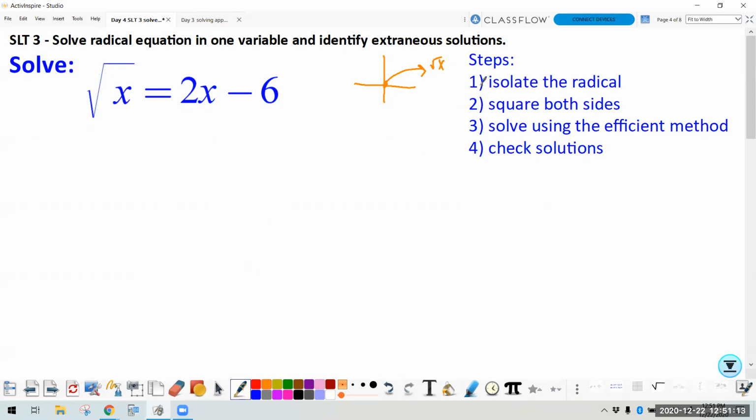The first step is to isolate the radical, meaning is the square root term by itself on one side of the equal sign? It is. If the question was written like this, the radical is not isolated. I'd have to move the 6 first to get it in this form before I go to step 2. Step 2 is square both sides, because that's how we undo the square root.